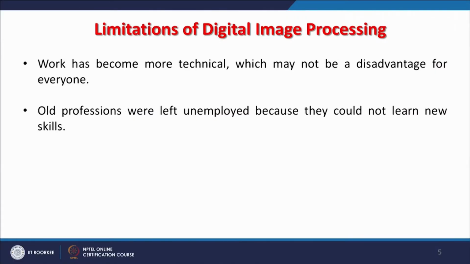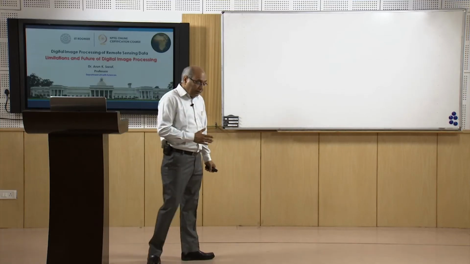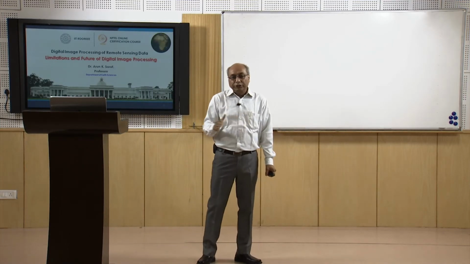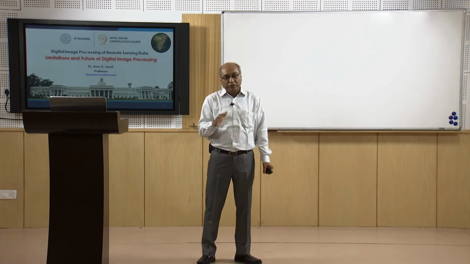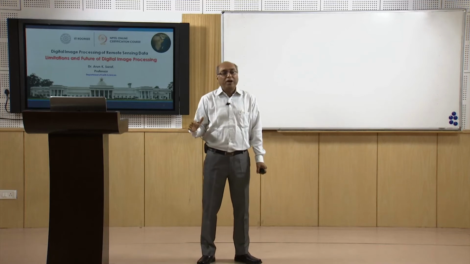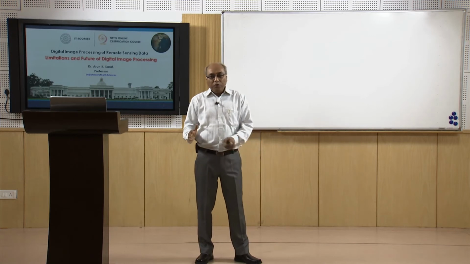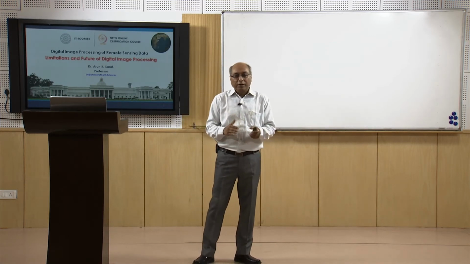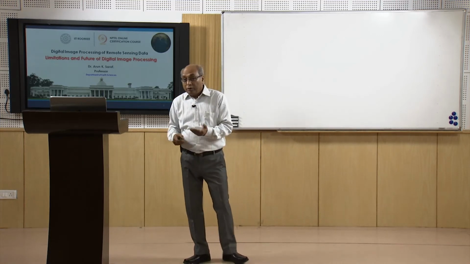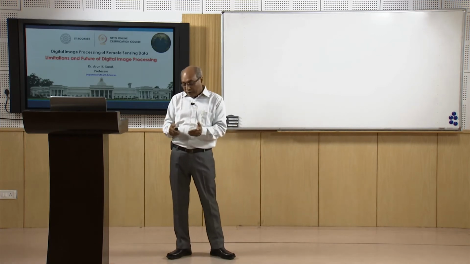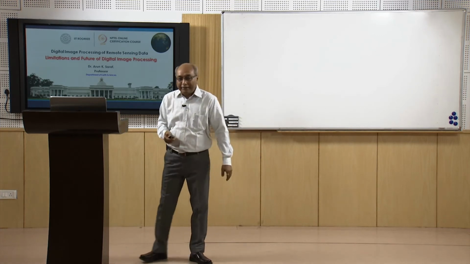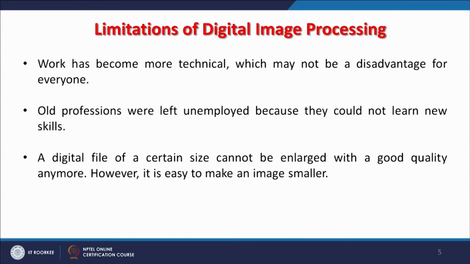Now old professionals were left unemployed because they could not learn new skills. As I have been mentioning, the evolution of digital image processing and, at the same time, of remote sensing sensors is so fast that it is very difficult to keep track of everything, and therefore senior, older people find it very difficult to keep up, and that may be one of the limitations because things are evolving at a very fast rate. Same with mobile technology. A digital file of a certain size cannot be enlarged with good quality anymore.